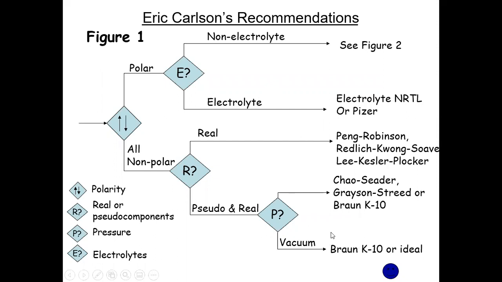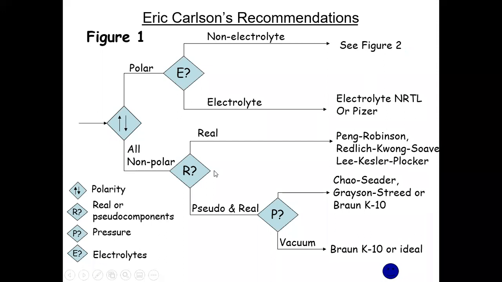So this is one of the flow sheets or flow diagrams to decide if your components are polar or non-polar. If they are polar, then if there is any electrolyte in your components, you may go with NRTL, okay, or Pitzer. If there is no electrolyte, maybe we need to see figure 2, okay. If they are all non-polar, then they are real or pseudo components.